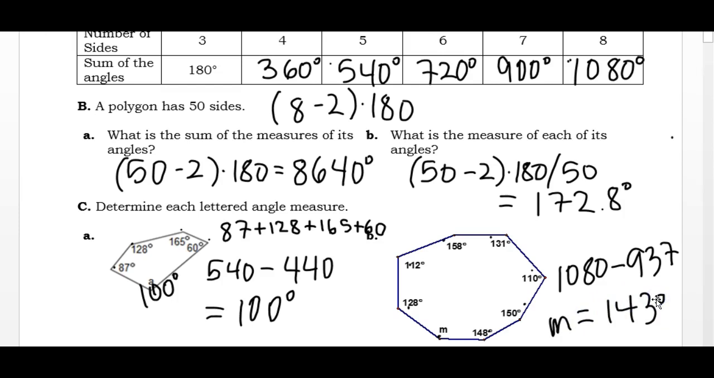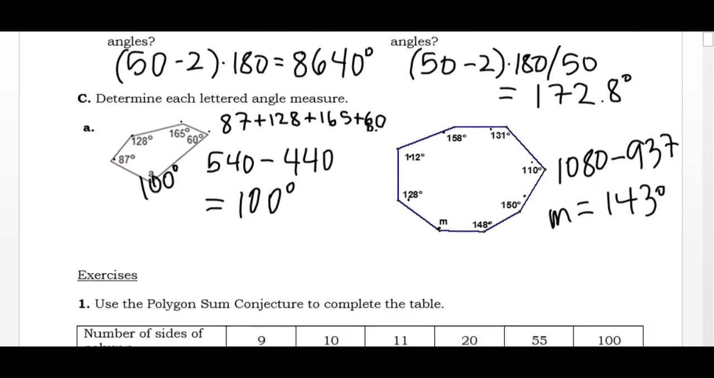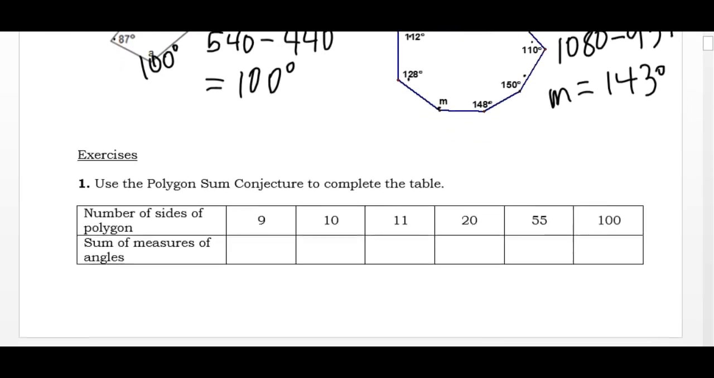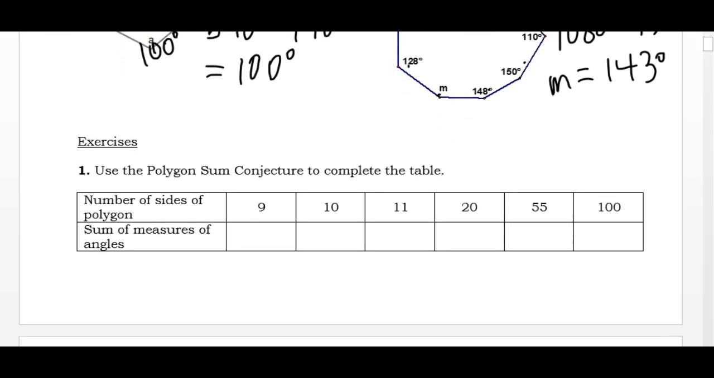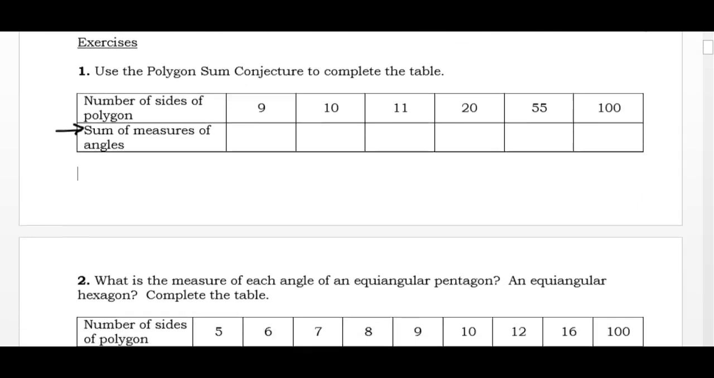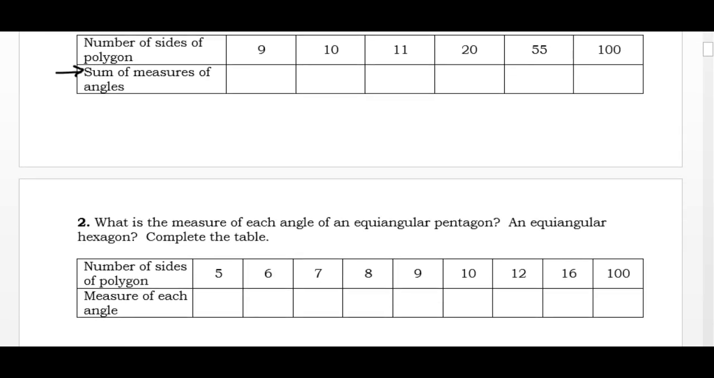That's it for the notes. You should be able to go on to the exercises. When you're completing these tables, pay attention to when it says sum. You should not be dividing those answers. But when you do the measure of each angle, you should be dividing these answers. So no divide on those, divide on the bottom ones, on the next page, I should say.